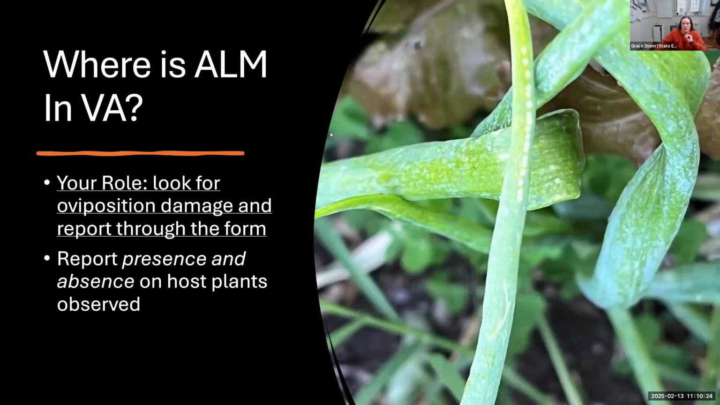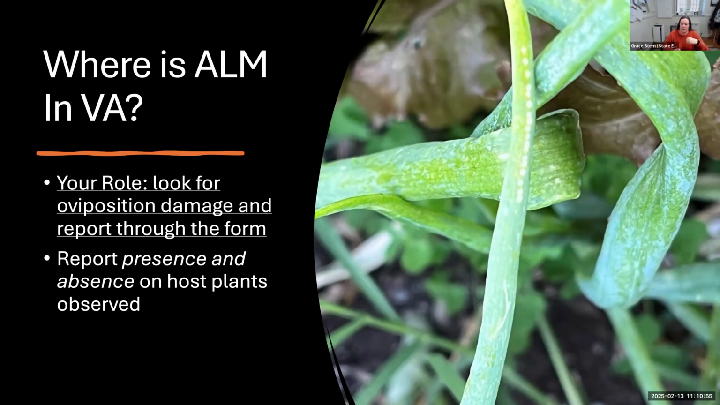So your role in discovering where Allium Leafminer is in Virginia is to just look for the oviposition damage and report through the form on our website. I need you to report both presence and absence. This has just as much to do with knowing where Allium Leafminer is as it does with when Allium Leafminer emerges. It's hard to say that Allium Leafminer is here and not there if we don't have any negative reports. So I need those negative reports as well.